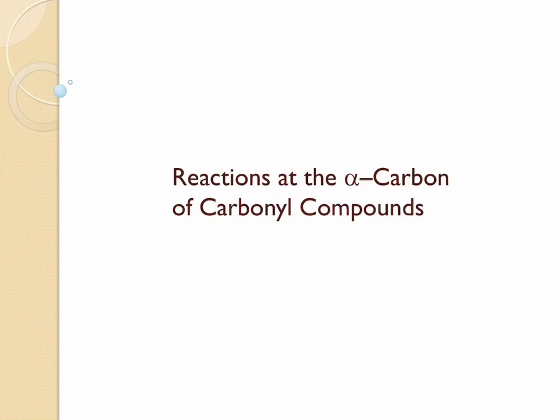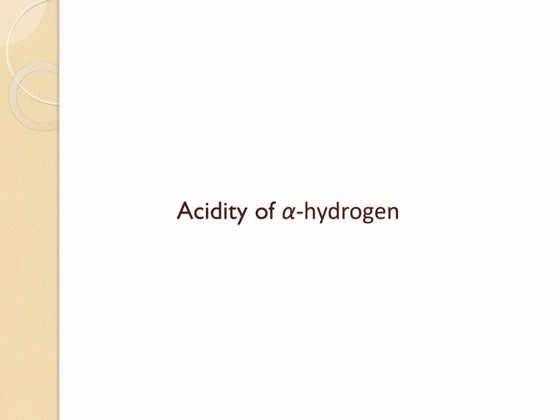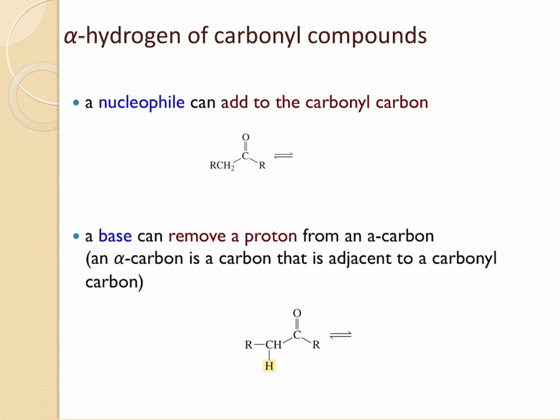In this chapter, we'll talk about the reactions that happen at the alpha carbon of carbonyl compounds. We'll first talk about the acidity of alpha hydrogen. So far, in all the reactions of carbonyl compounds, we have been focusing on the functional group, the carbonyl group, where the nucleophile attacks this carbonyl carbon and thrusts these electrons onto oxygen to form a tetrahedral intermediate. From there, either a nucleophilic addition product or a nucleophilic addition-elimination product will be formed, depending upon the basicity of the incoming nucleophile. But carbonyl compounds can also have a second site of reactivity, and that is the alpha hydrogen.